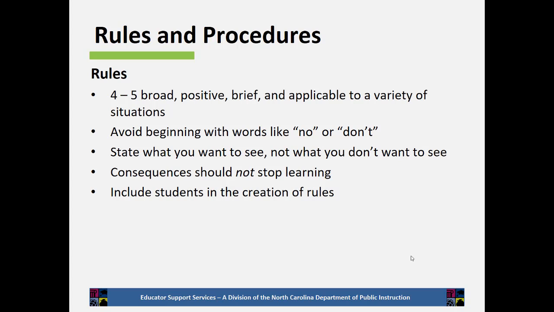And so we worked with her to help her students help her create the rules. And things got better as a result for her. So her class became a little bit more manageable.